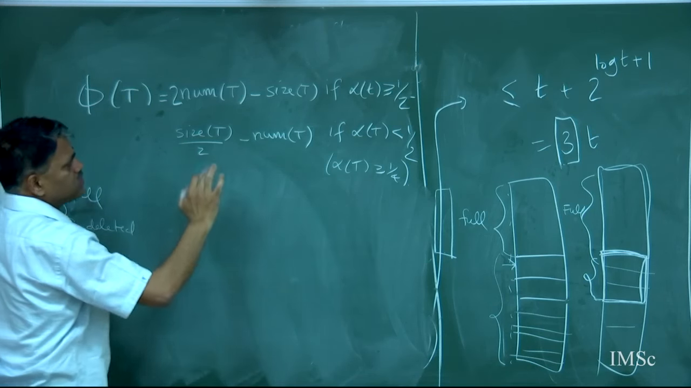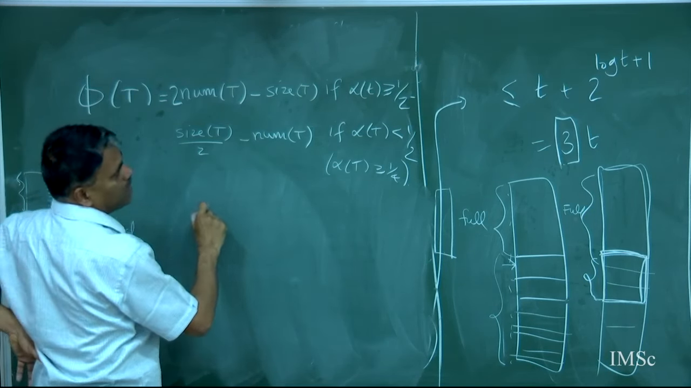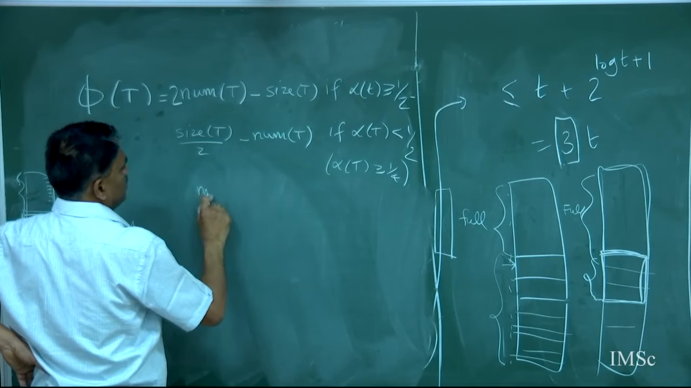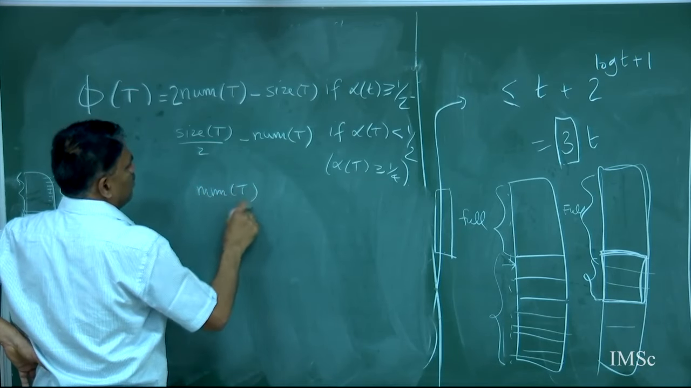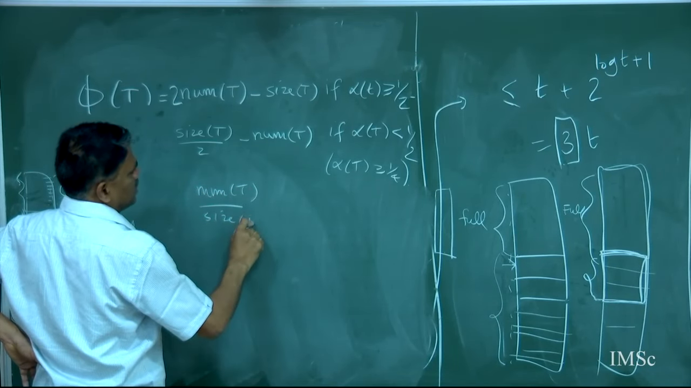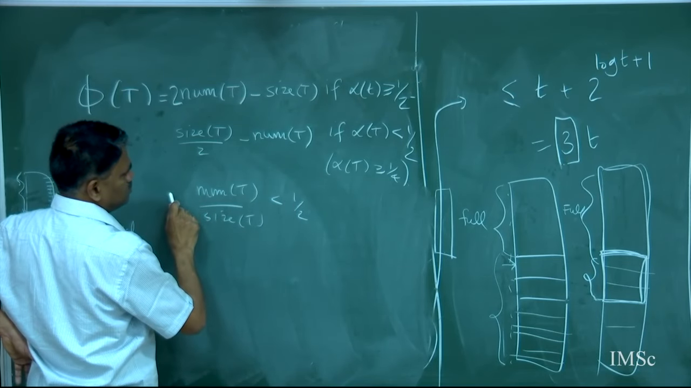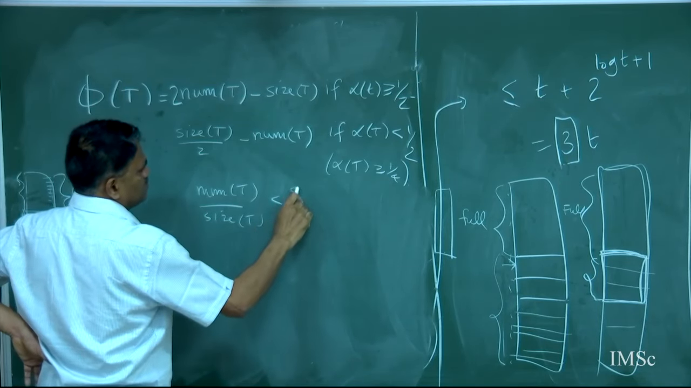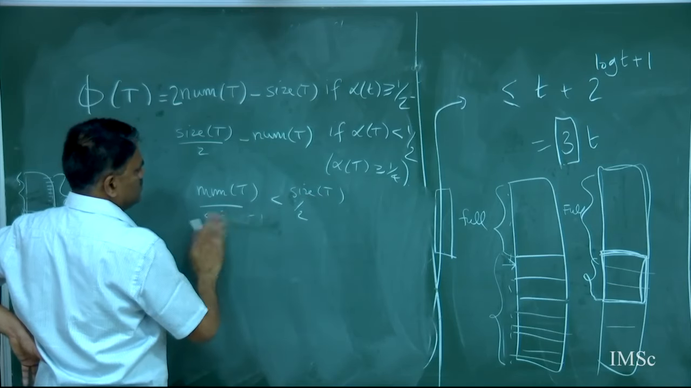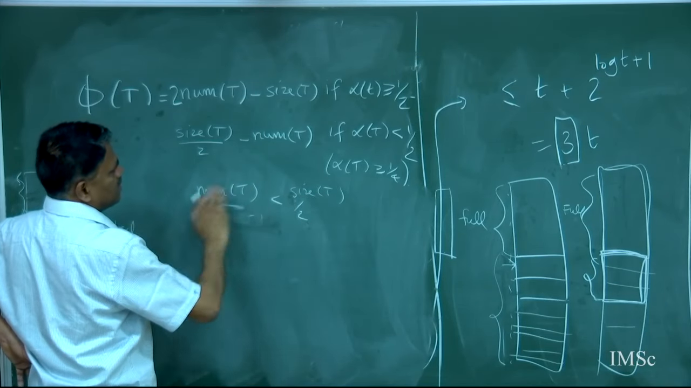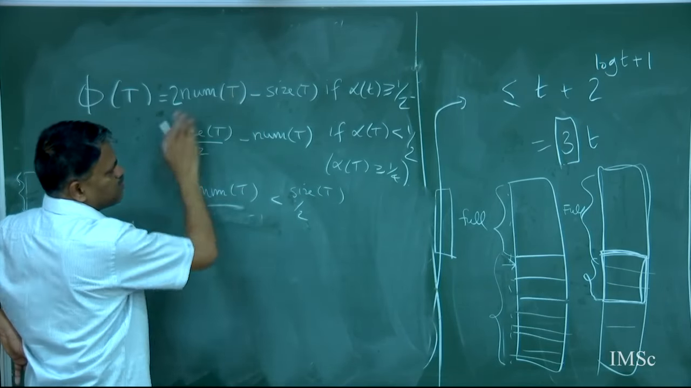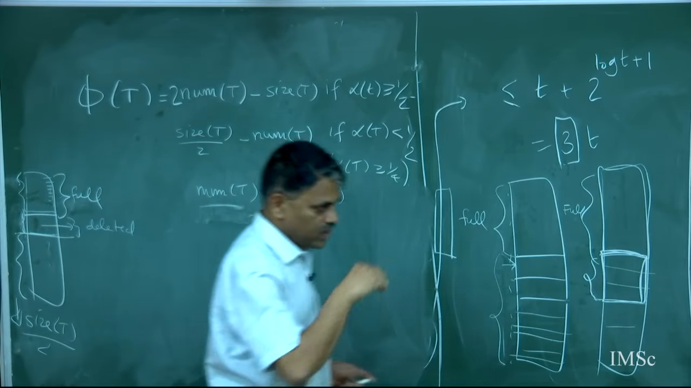Or I'll just use alpha t less than half. What does it mean? My definition is number of elements by size is less than half. So the number of elements is less than size t by 2. So this is positive. Okay.